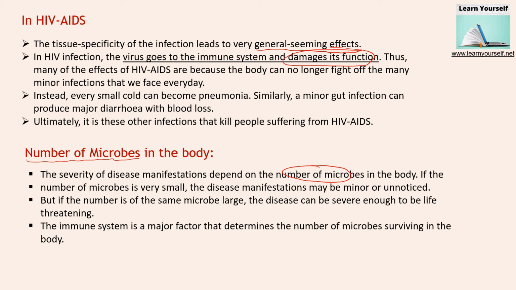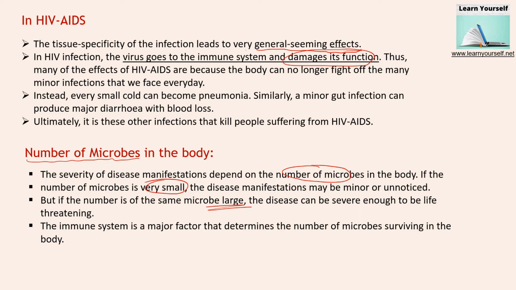If the number of microbes is very small, the disease manifestation may be minor or unnoticed. So if the microbial count is small, then the manifestation will be minor or unnoticed. But if the number of the same microbes is large, then the disease can be severe enough to be life-threatening, and you will see effects at a large scale.